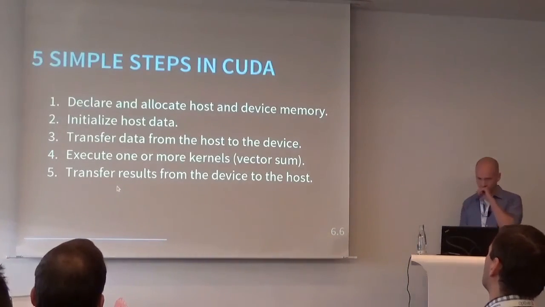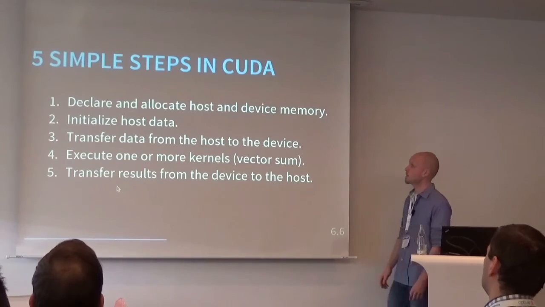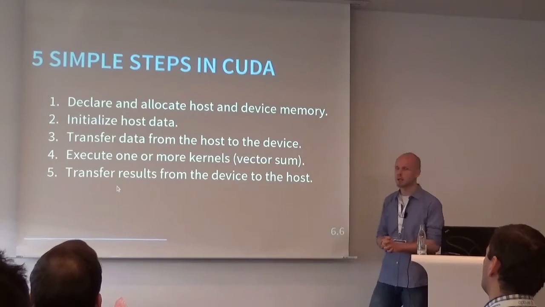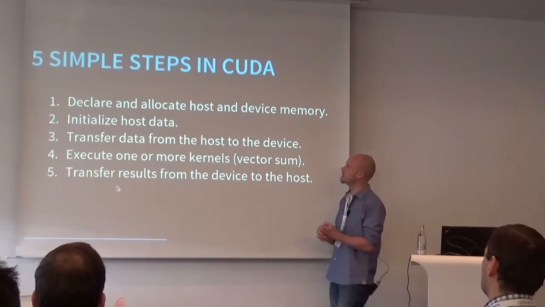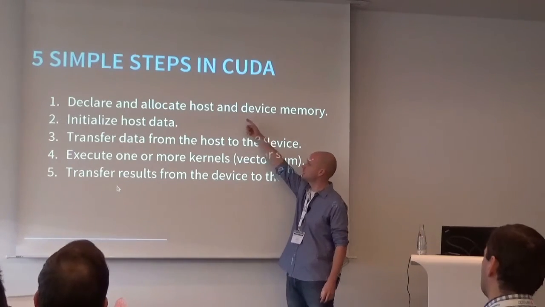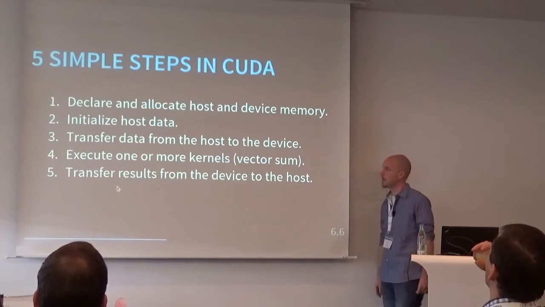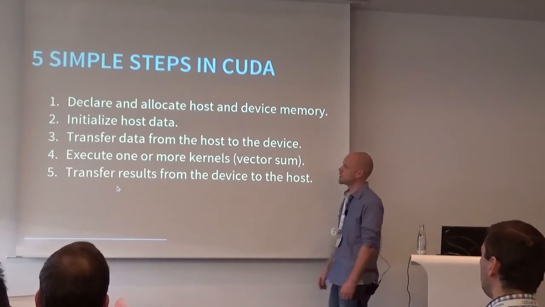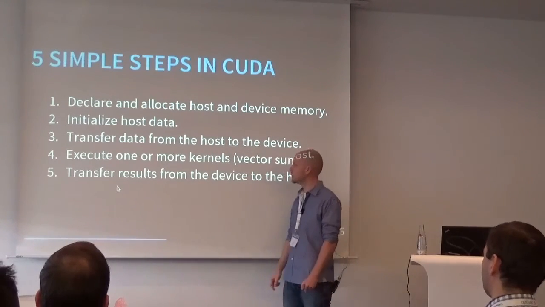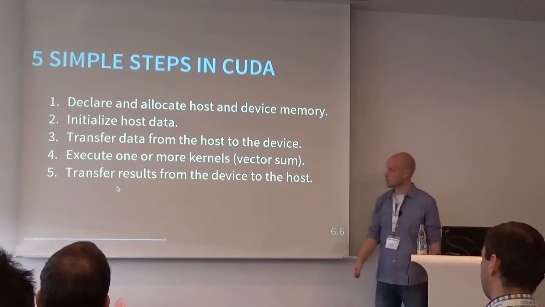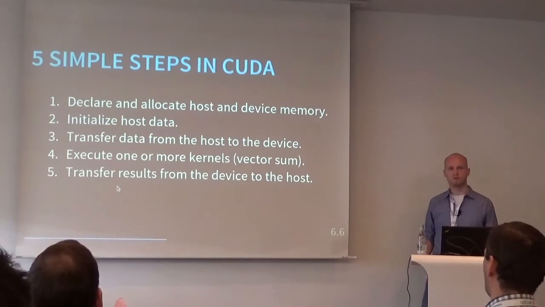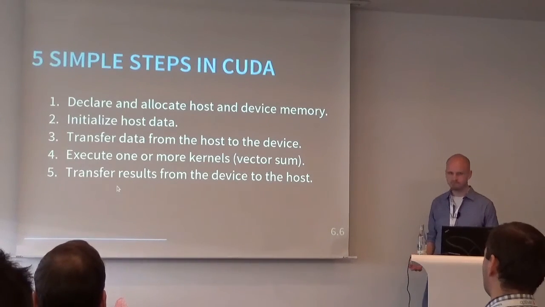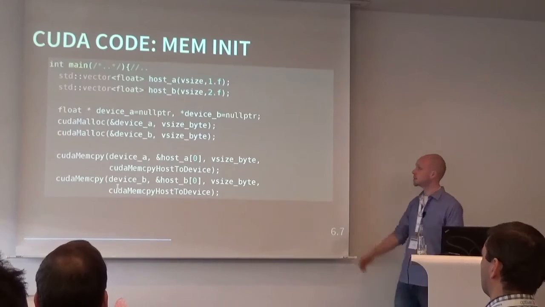So, going back to 2012, when I started, there was a nice blog post on the Parallel for All blog by the NVIDIA developers, titled 5 Simple Steps in CUDA. These are the 5 simple steps to get a program running, in our case, the vector sum. First you have to declare and allocate the host and device memory. Second, initialize the host data. Third, transfer the data from the host to the device. Fourth, execute one or more kernels. And fifth, transfer the results back. Just a feeling from you guys, does this feel like C++? Nah, not really.